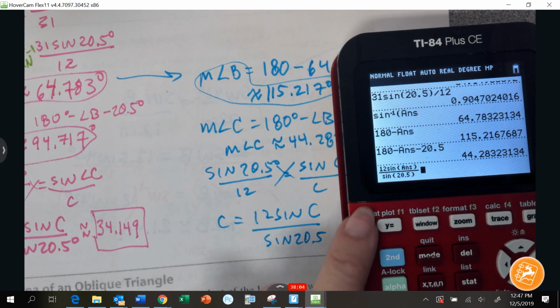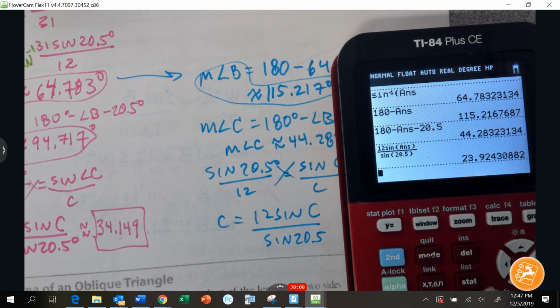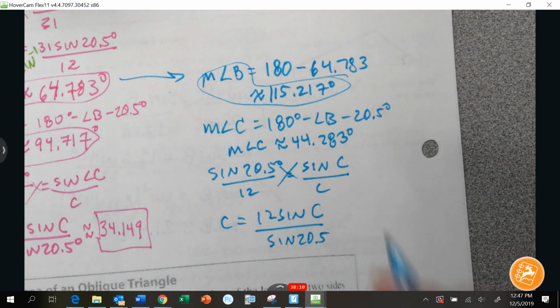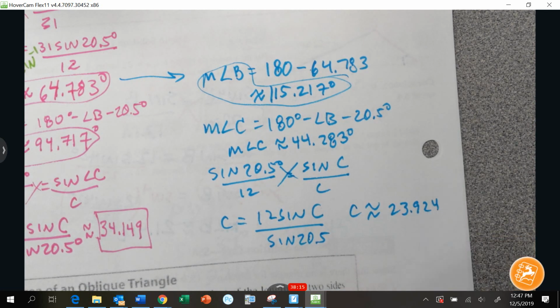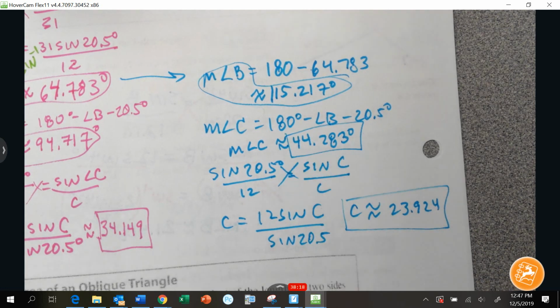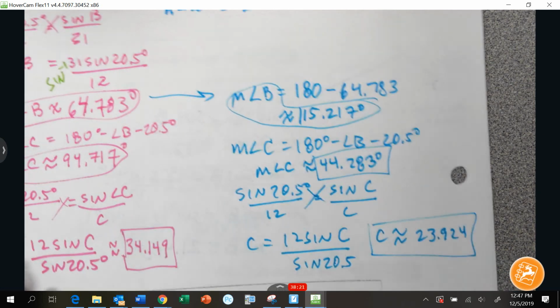So I could even reuse what I used before because it was using the answer from above. So 23.924. It's not terrible. Just doing the problem twice, basically.